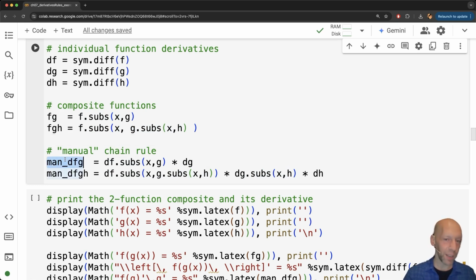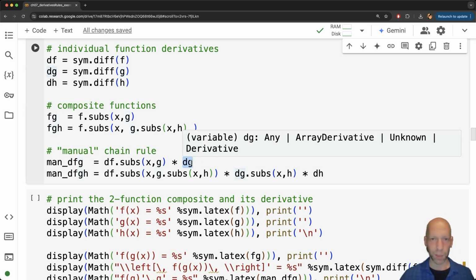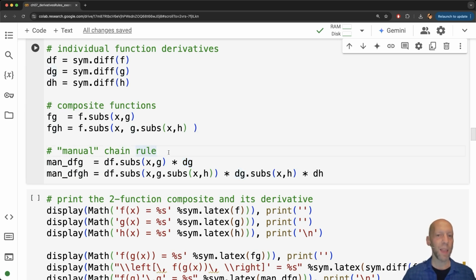All right, and then here is where I'm showing the manual chain rule. Here's where I'm calculating. Actually, I'm not showing it yet. So we have the derivative of f, and then we are substituting in g, times the derivative of g apart from any other functions. All right, and then here's the manual implementation of the chain rule for 3 variables. It's a bit complicated, but I think if you look through this carefully and look at each piece individually, you will see how that maps onto the mathematical expression of the chain rule.